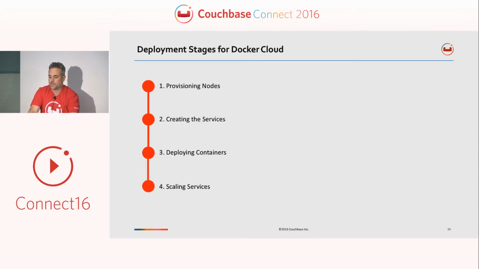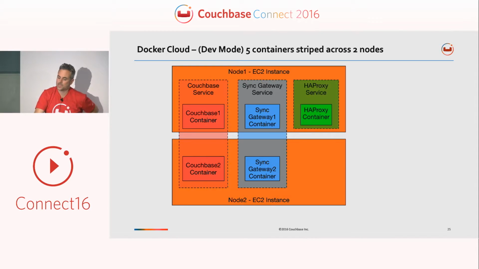I'm going to give a demo of Docker Cloud, running Couchbase Server on Docker Cloud, and we're going to provision nodes. On this slide, you can see that there are 2 nodes. These are the orange boxes, and those are the quote-unquote physical hardware instances. In this case, they're virtual machines running on EC2. You have a concept of services, and that's what these dotted boxes are.